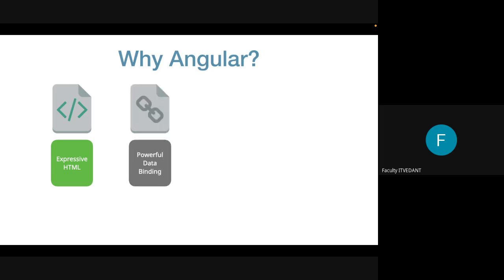Second is powerful data binding. Data binding is the most important part in Angular. It's not only in Angular, it is in React and other libraries as well. What is data binding? When you create a variable or any methods inside a JavaScript or TypeScript file, you want to show those variables' values in HTML. If you use JavaScript, you add an ID to that particular div, then get that element using that ID, and then add a text to that element, right? You need to do this in JavaScript.